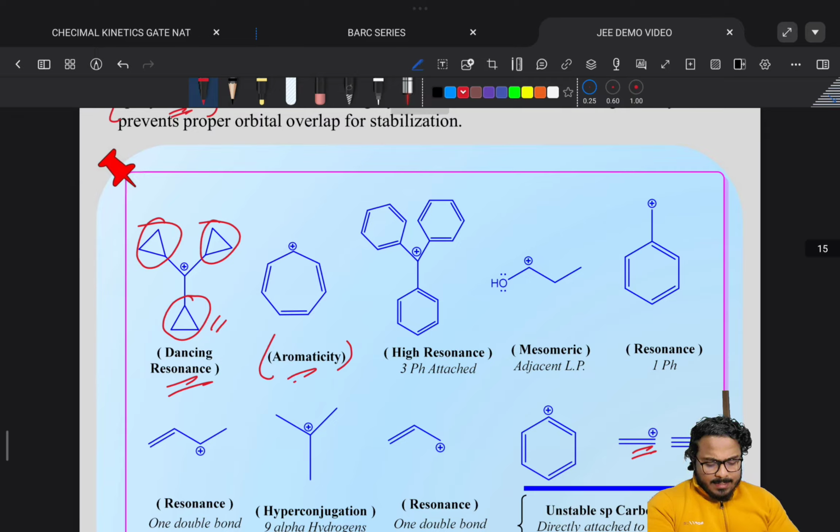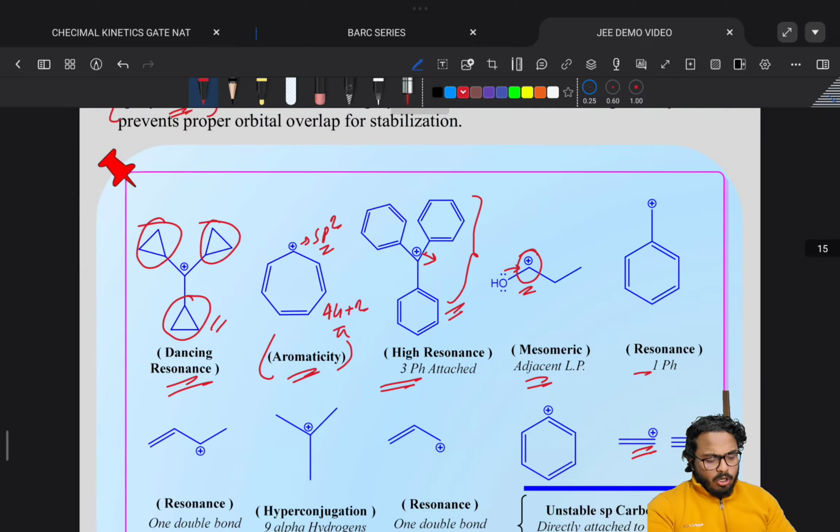And after that, this is aromaticity, as you can see here, 4n plus 2 pi electrons, and this center is sp2. Okay, so this is aromaticity, and this is highly resonance stabilized, because as you can see, this carbocation is delocalized by the three phenyl rings. So for that reason, this is highly resonance affected, and this is mesomeric affected because the oxygen lone pair donates here to stabilize this carbocation. So this is mesomeric affected, and this is normal resonance.